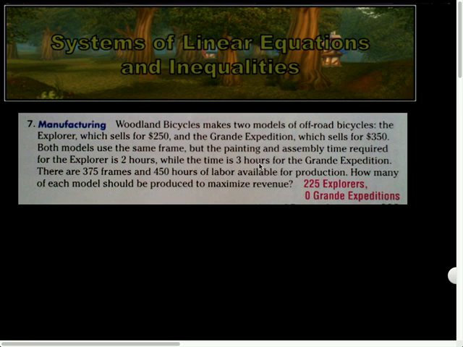Alright, so this is similar to a problem we did yesterday, I think, in class. The painting and assembly time required for the Explorer is 2 hours, while the time is 3 hours for the Grande Expedition. There are 375 frames, 450 hours of labor for production. How many of each model should be produced to maximize revenue? So how many of each model?